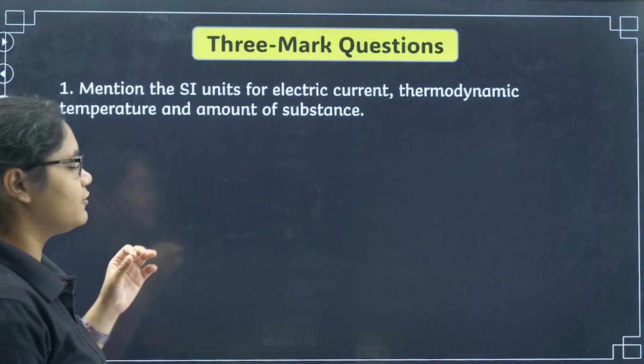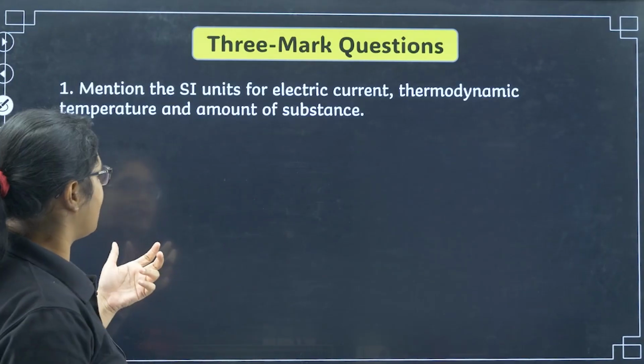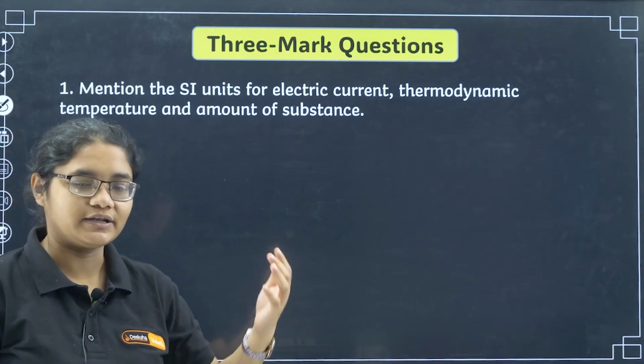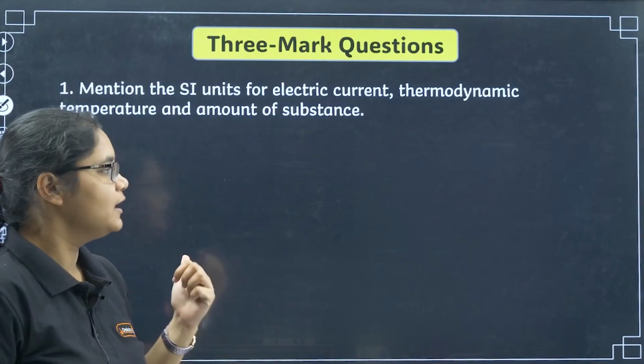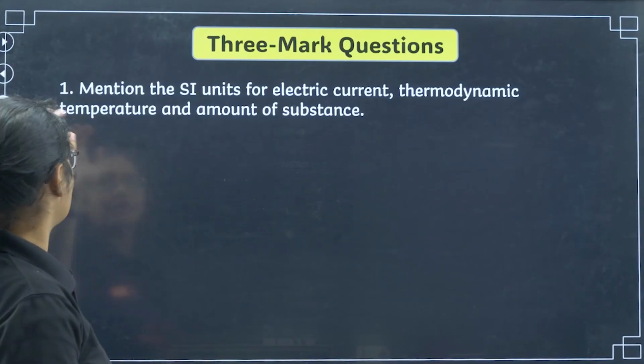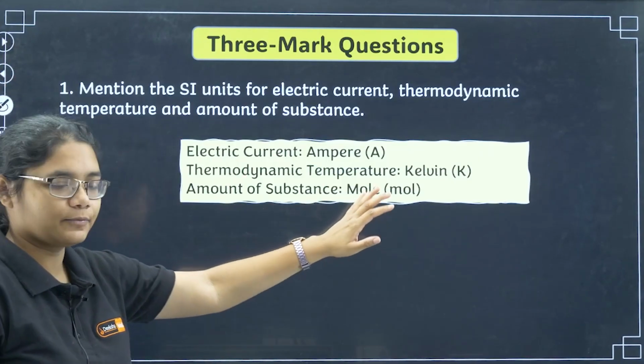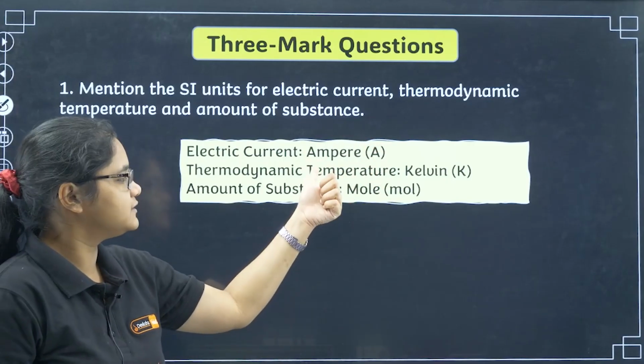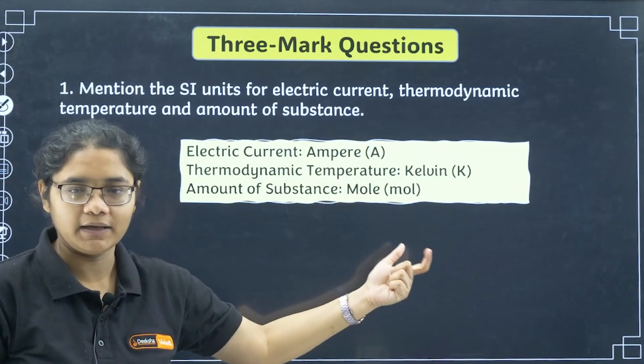Mention the SI unit of electric current, thermodynamic temperature and amount of substance. So the electric current unit is ampere, temperature is Kelvin and amount of substance is mole. You should know both the name and the symbol.